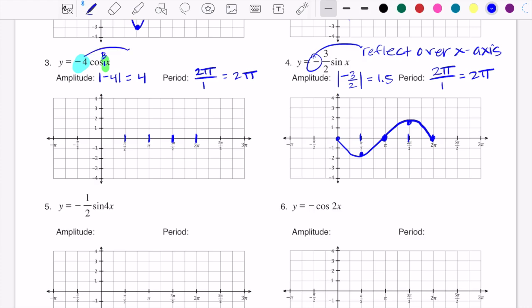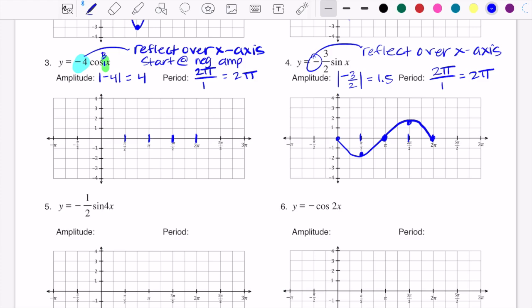And then because this is negative, that means we're going to reflect over the x-axis, right? Which means that we're going to start at negative amplitude instead of starting at positive, okay? So we're just going to reverse it.